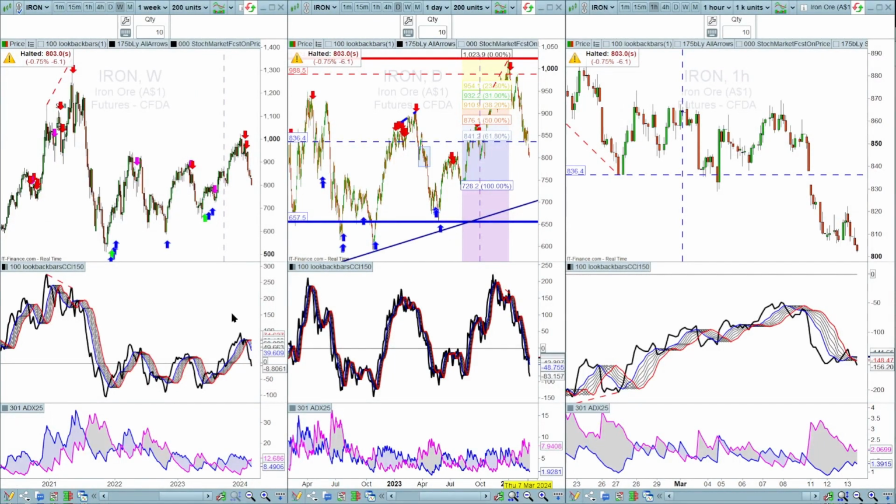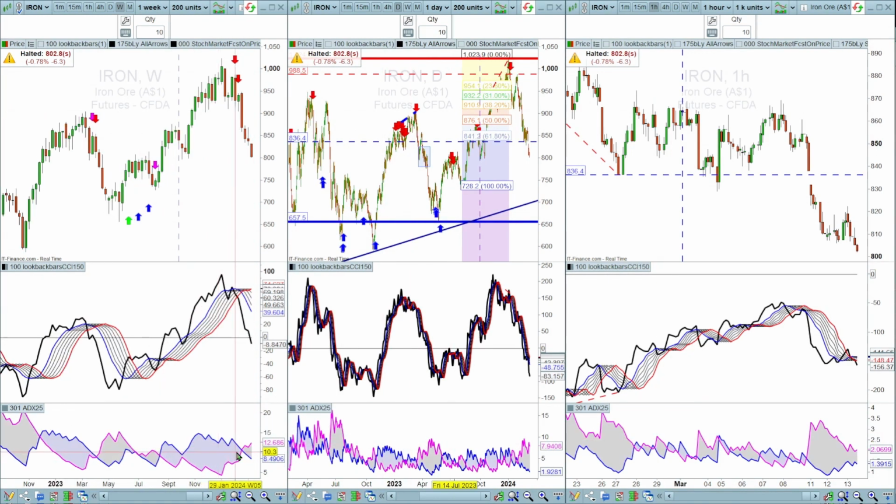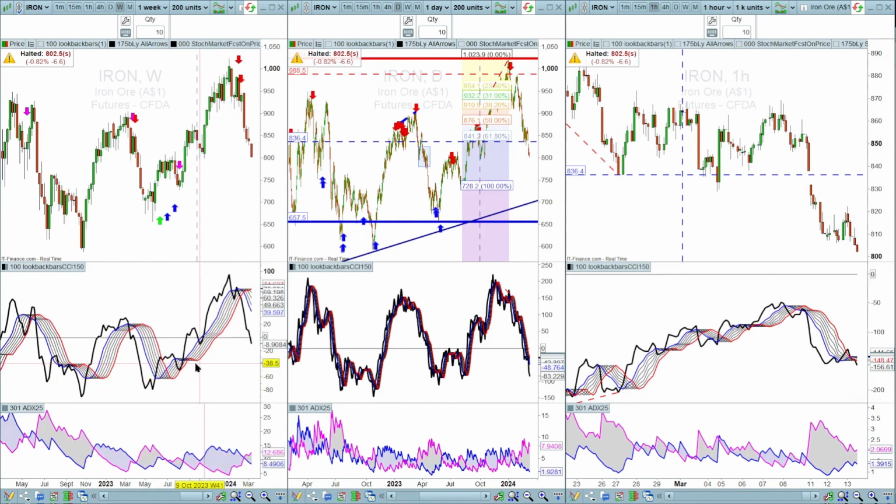So as always, we've got the weekly, daily and hourly. If you're trading on the hourly time frame, we look at the weekly and daily trends to focus on. At the moment, the weekly, the daily and the hourly are all showing the ADX 25 with a bearish outlook. That's our major trend indicator. Likewise, we'll look at the CCI 150 as a trend indicator when it breaks below these moving average bands.